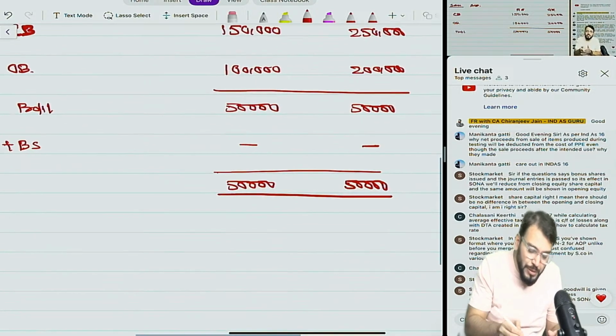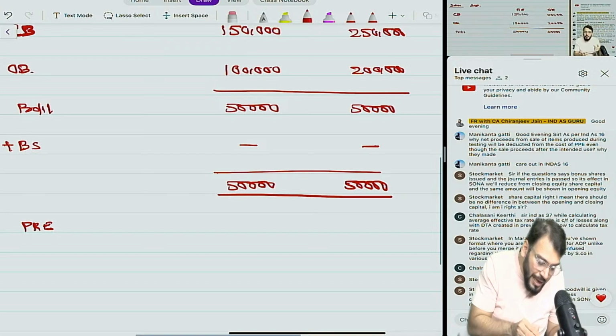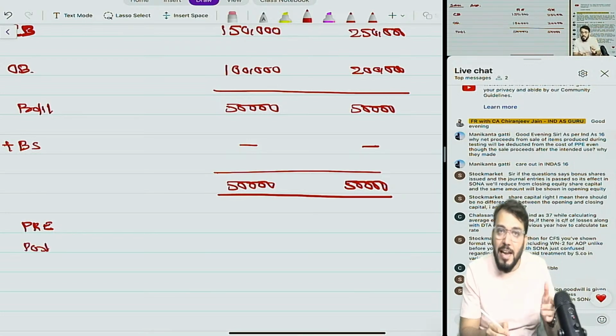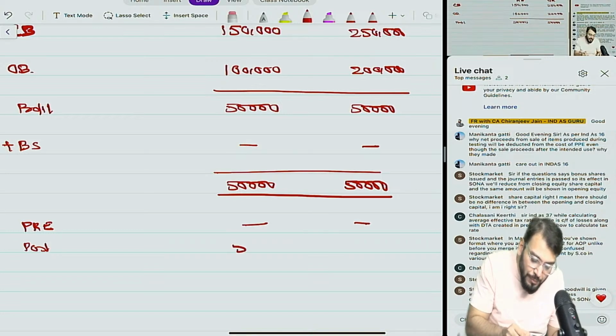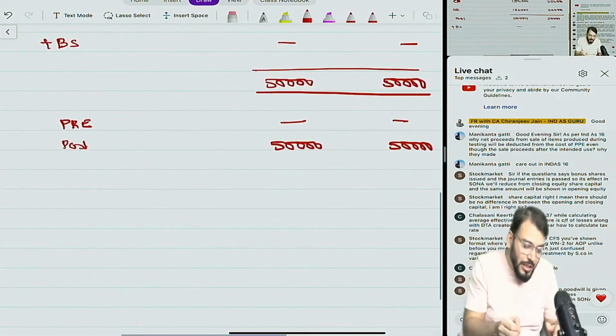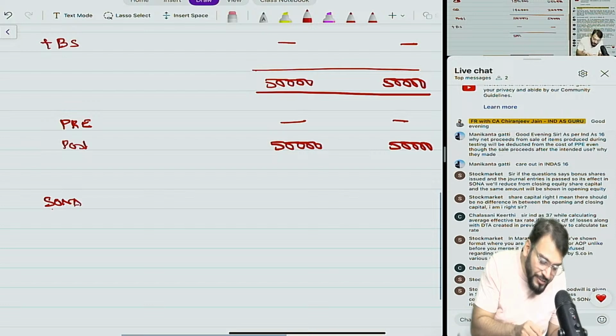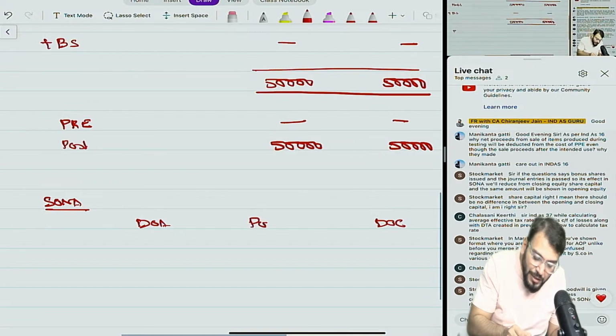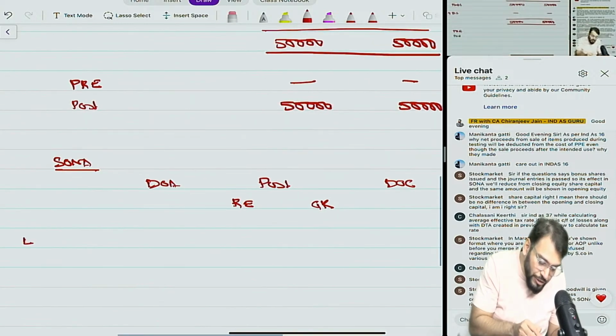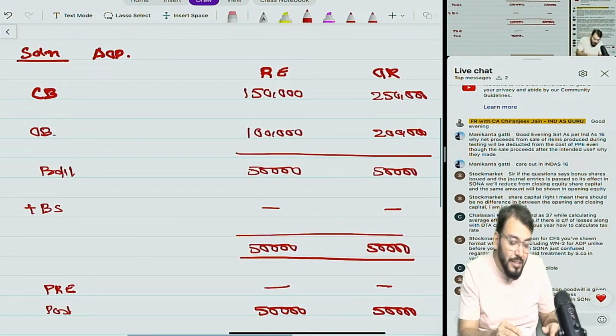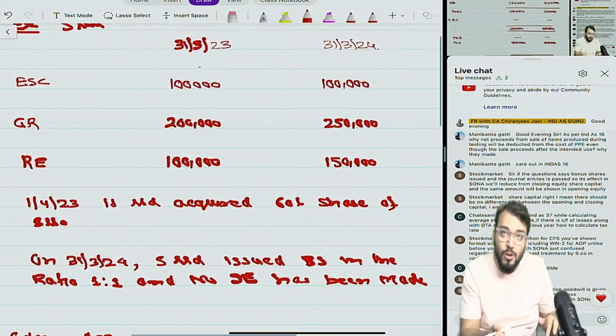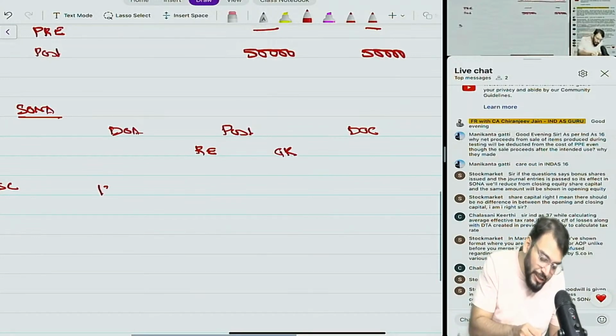This will be allocated to pre-acquisition profit and post-acquisition profit. Because the shares were acquired at the beginning of the year, the entire profit will become what? Post-acquisition profit. Understood? Now we'll prepare SONA, the Statement of Net Asset. We write down the date of acquisition, date of consolidation, and in the post we write down retained earning and general reserve. Correct. But what is the equity share capital given? Whatever equity share capital has been given is also before bonus shares. So it will be 1 lakh and 1 lakh.